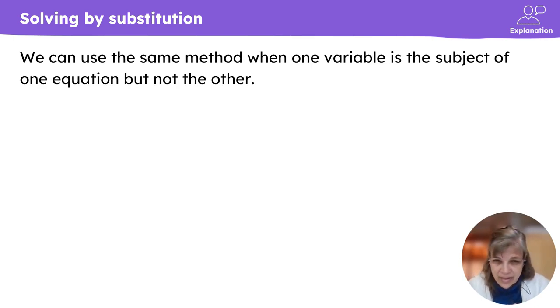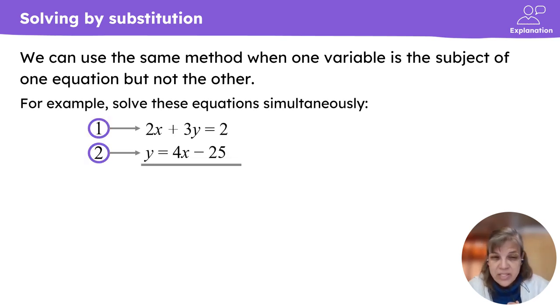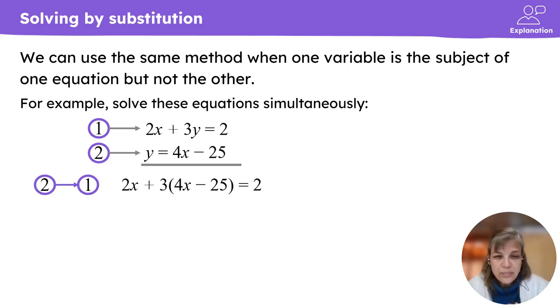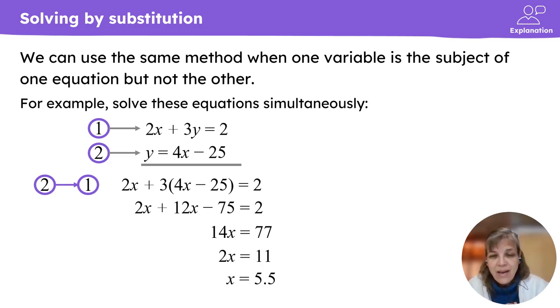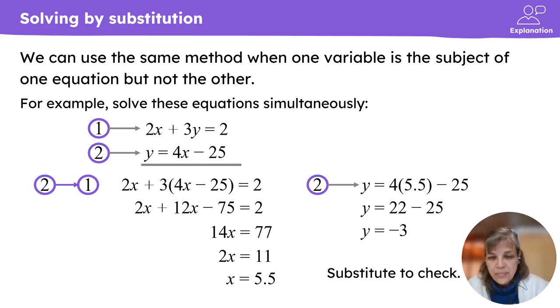You can use the same method if you have one variable that's the subject of one of the equations and not the other. For example, here, because I have y is equal to something, I can use that and I can put that in for y in the first equation. 4x minus 25 comes in place of the y in that first equation. Now you can manipulate it and you can solve it just like you do other linear equations, finding first what's x, and then if that's x, then you can find y.